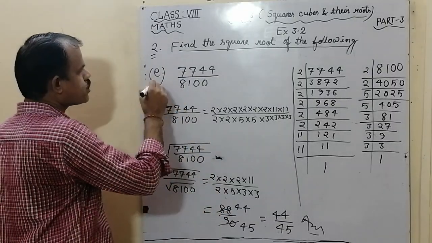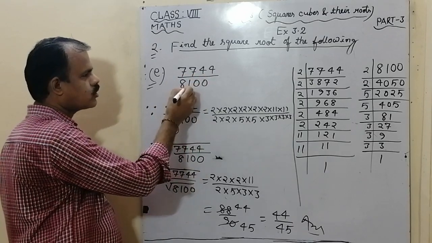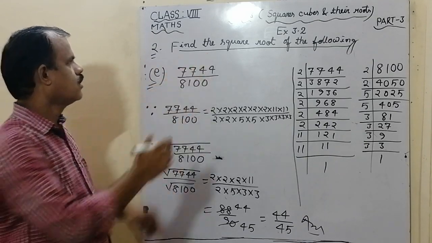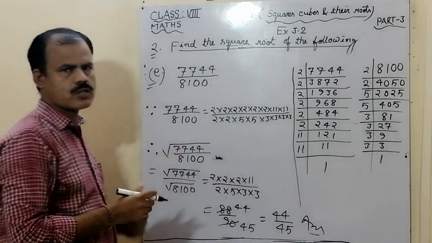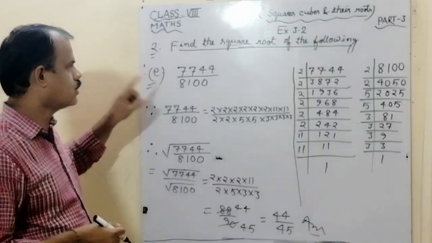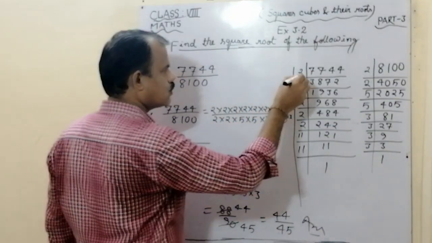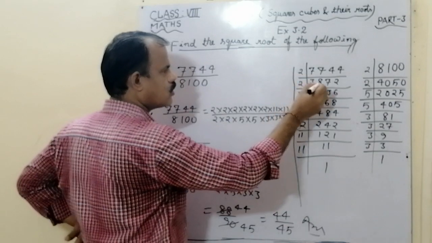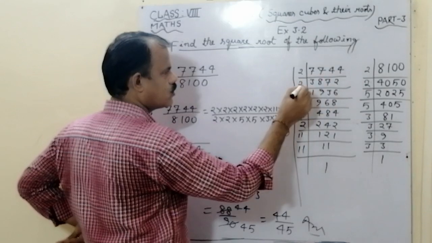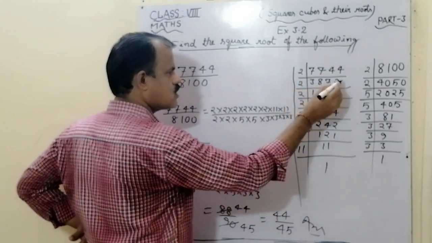Students, see one more question, E part: 7744 by 8100. We have to find the square root of this fraction. First we have to find the prime factorization of both numerator and denominator. The numerator is 7744. Dividing by 2 it becomes 3872. Again 2 times 1936 is 3872.